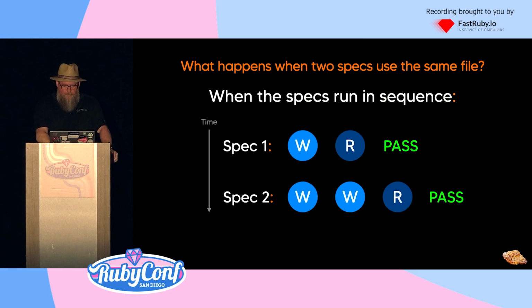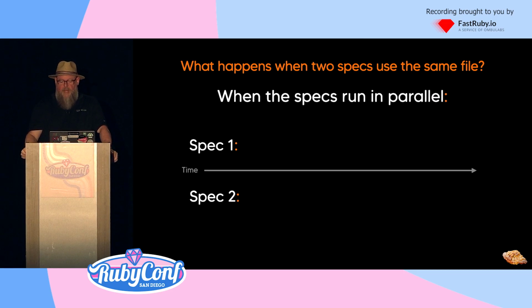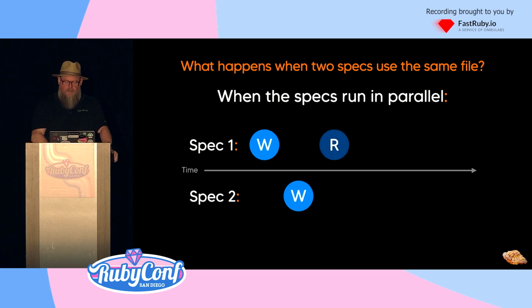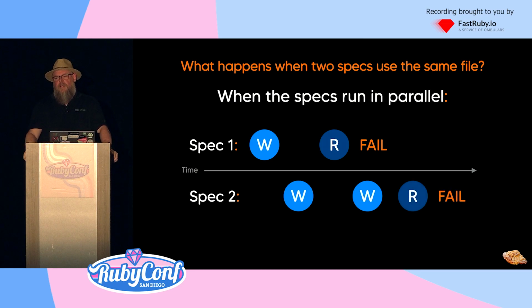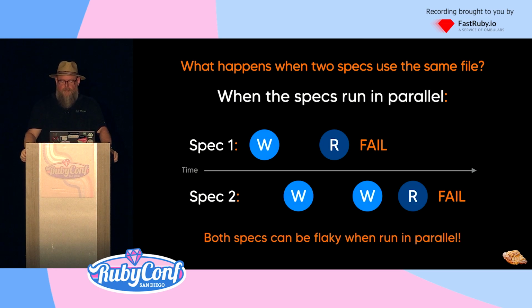But if I run them in parallel, first spec 1 writes to the file, then spec 2 writes to the file, then spec 1 reads, checks the result, and fails because there are 2 records when it only expected 1. Next, the second spec writes again, it reads, and it fails because there are now 3 records when it only expected 2. So, in this case, both specs are susceptible to parallel flakiness due to a race condition.